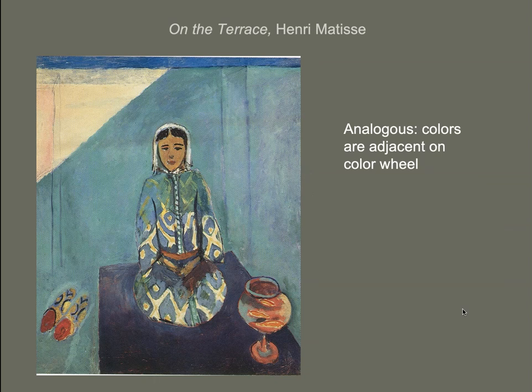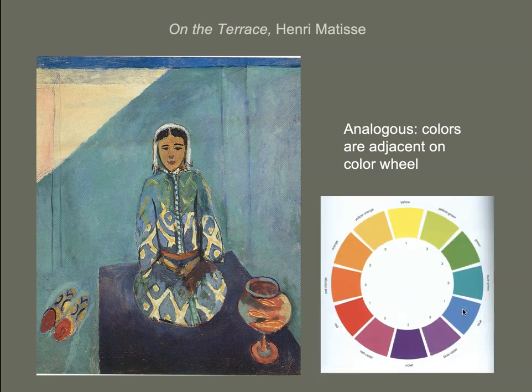Analogous refers to colors that are adjacent on a color wheel. This is On the Terrace by Matisse. And in it, he's basically using all of the primary and secondary colors. So if we go through them, we'll start with yellow. You can see some of the yellow, the highlights of the goldfish in here. And then you have greens, and also yellows here, greens in the garb of the figure here.